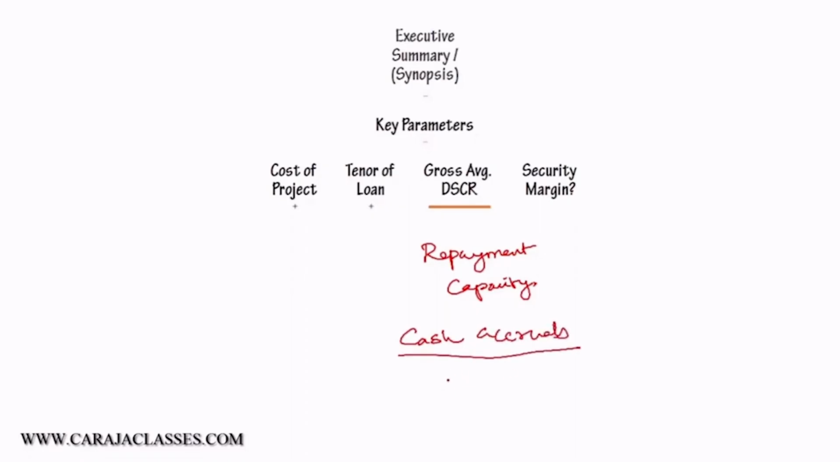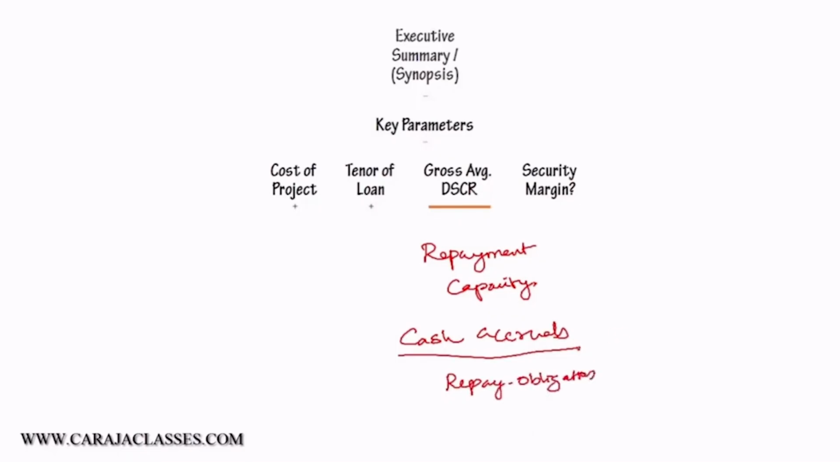Then the sanctioning authority will be interested in knowing what is the gross average DSCR, because this is what is going to measure the ultimate repayment capacity. We'll be having dedicated sessions on gross average DSCR, but to put it simply, it is basically the cash accruals available for servicing the loan divided by repayment obligations.